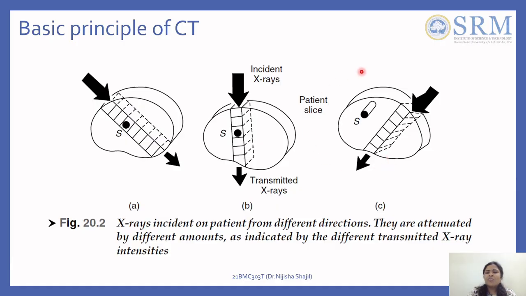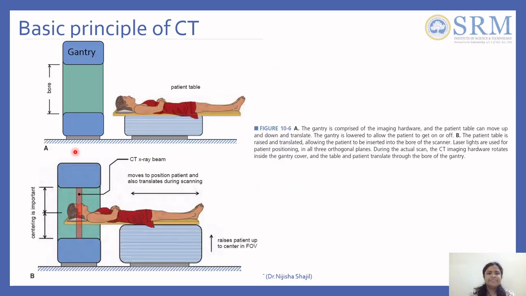So when I do this around, at one point I will be able to trace and tell at each and every voxel what my attenuation coefficient is. In other words, I'm getting a 360-degree view of the internal part of the slice. That is the concept of CT.